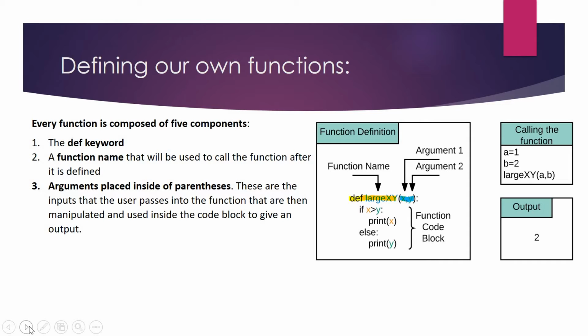Now, after that, we can't forget our colon. Don't forget it, otherwise you will get an error. And then on the inside, we have our code block, and this is what the function actually does. In our case, we are saying if x is greater than y, print x, else print y. So we're determining whether x is greater than y, and my function named large XY is just giving us the larger of the 2 numbers. This is my function definition right here.